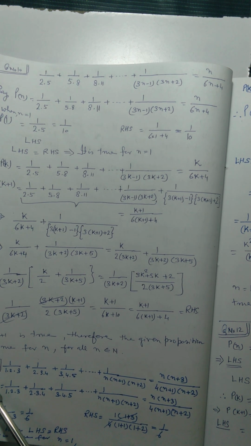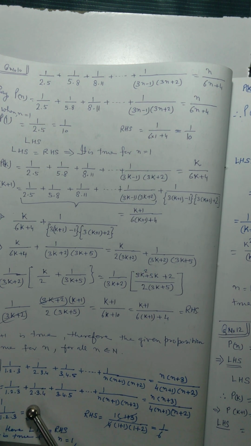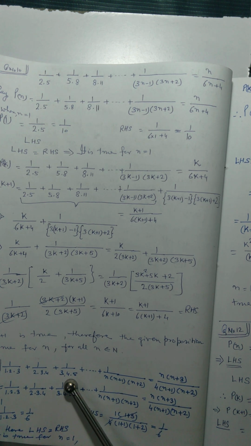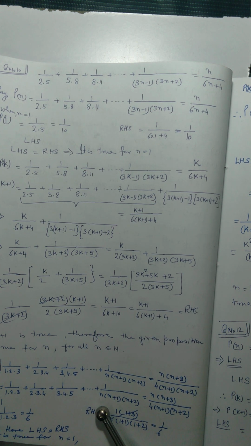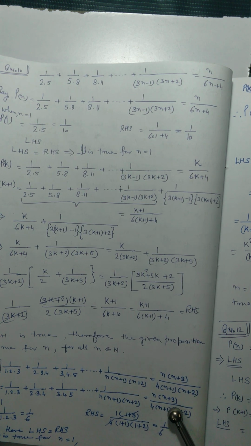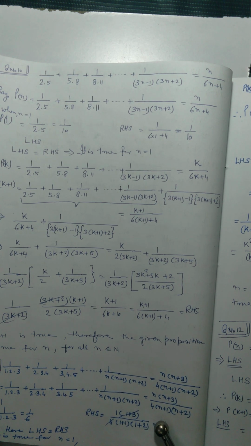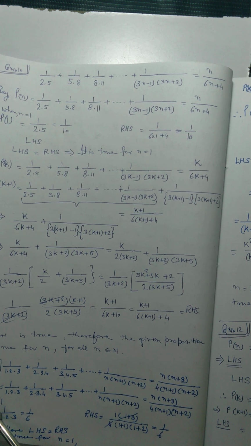Now the proposition Pn for n is equal to 1 upon 1 into 2 into 3 plus 1 upon 2 into 3 into 4 plus 1 upon 3 into 4 into 5 plus dash dash plus 1 upon n into n plus 1 into n plus 2, and it will be equal to n into n plus 3 whole divided by 4 into n plus 1 in the bracket, in the second bracket n plus 2. Now substitute or examine it for n is equal to 1.